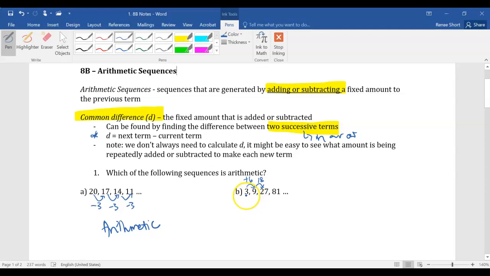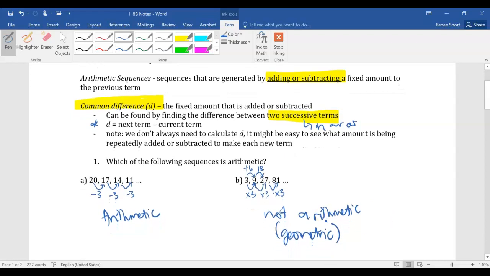And maybe you can recognize that the pattern is actually multiplied by 3. So we're multiplying each term by 3. So in this case, this is not arithmetic. In actual fact, this pattern here is geometric, and that'll be the focus of some of our future lessons as well. But today we're just looking at adding or subtracting patterns.